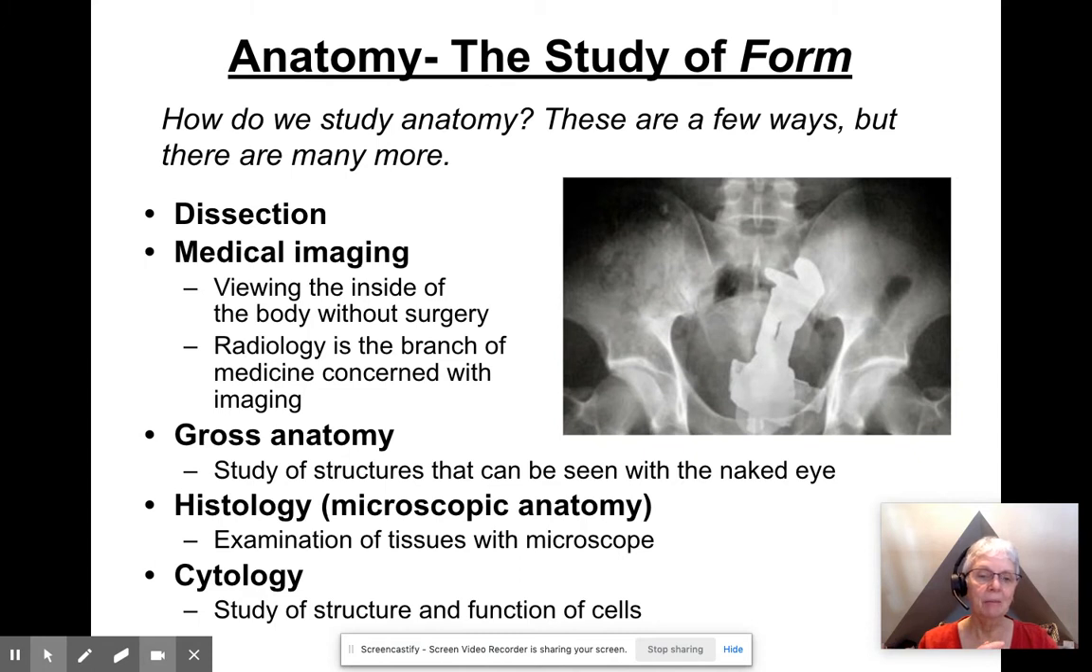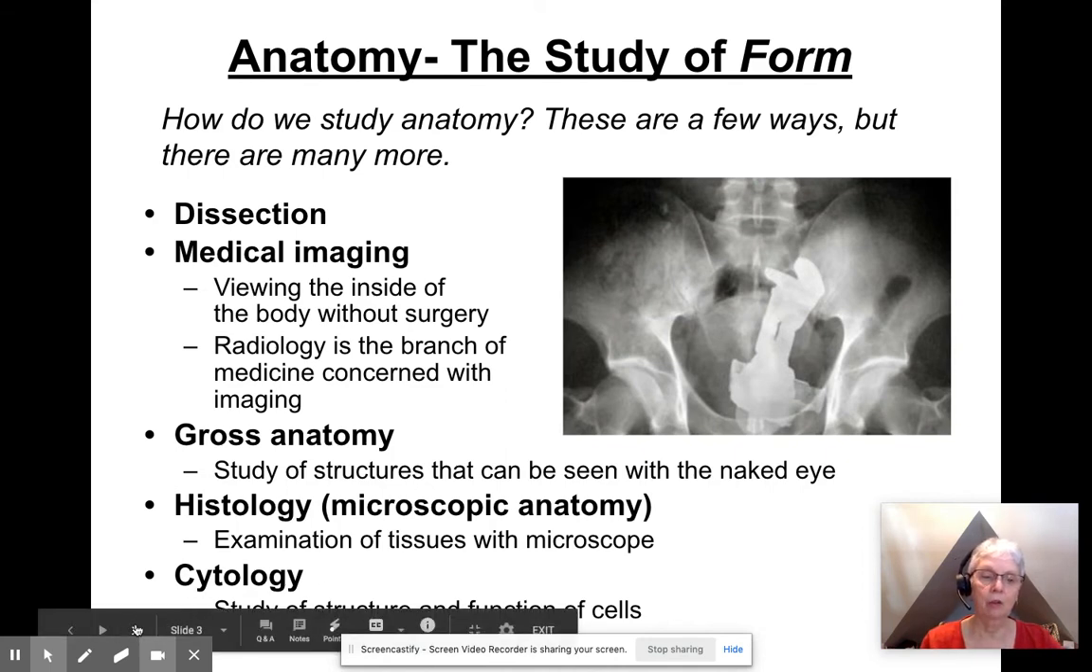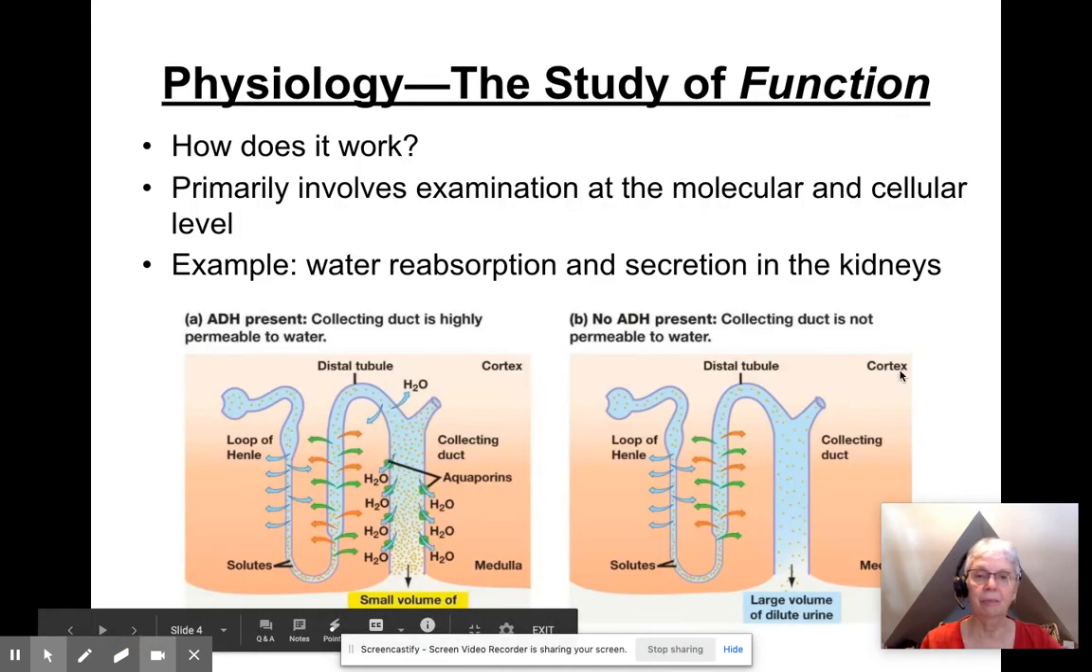Now, histology is another way. This is microscopic anatomy, where you're just studying the tissue, and you must have a microscope to do this. Another one is cytology. This is where you actually study the cells inside the tissues. So you're starting to look at the cells: are they the right size? Do you have the right number of them? And their shape. Those are some of the things you're going to do in cytology.